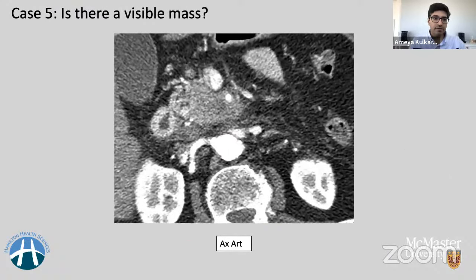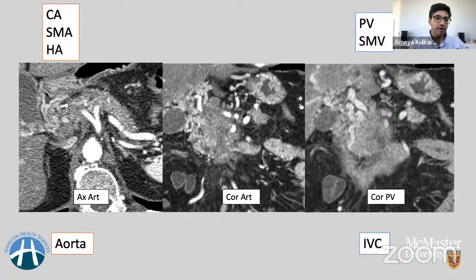Case number 5. Is there a visible mass? So the answer is obviously yes. You definitely see this hypodense spiculated mass. Pay attention to what is happening to the vessels here, which is going to help you decide what to do with this patient. Let's look at this axial image, arterial phase: no tumor along the celiac axis or the common hepatic artery and the splenic artery.